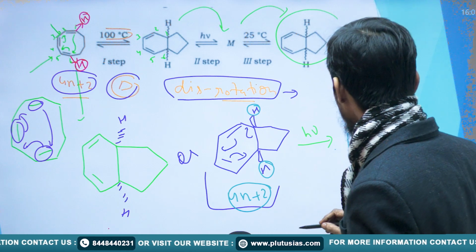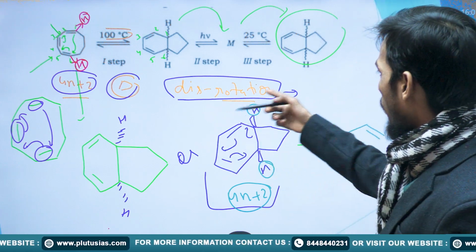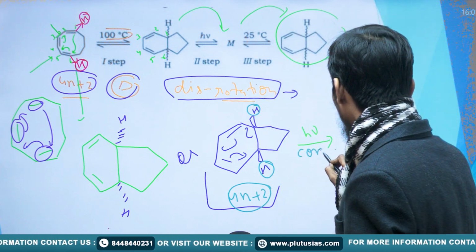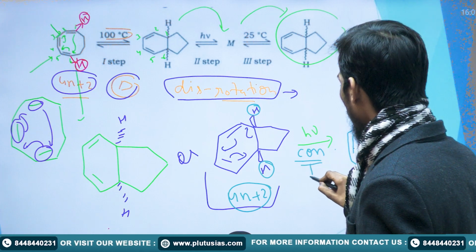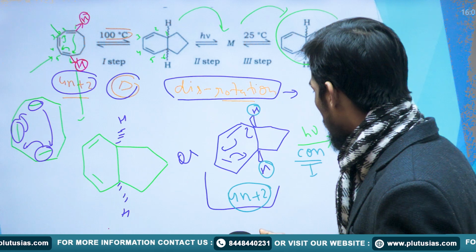It is a 4n plus 2 system. Which means that 4n plus 2 with del, we have this rotation. 4n plus 2 with h nu, we are going to have a con rotation. And I have already explained this con rotation is a rotation of p orbital in the same direction.